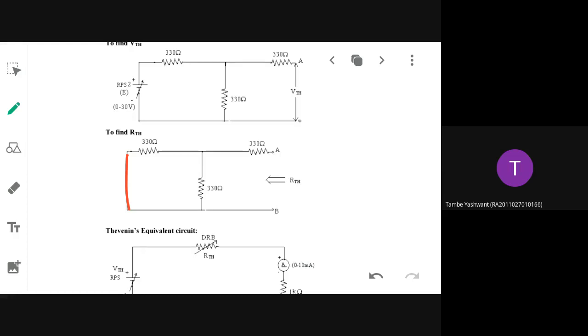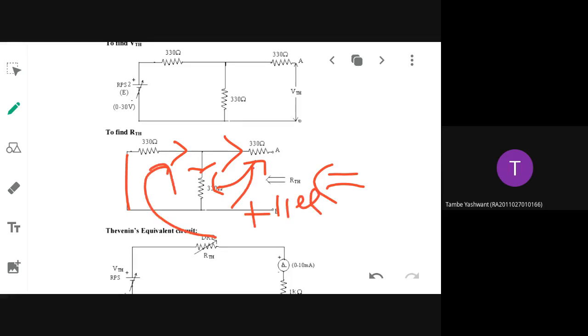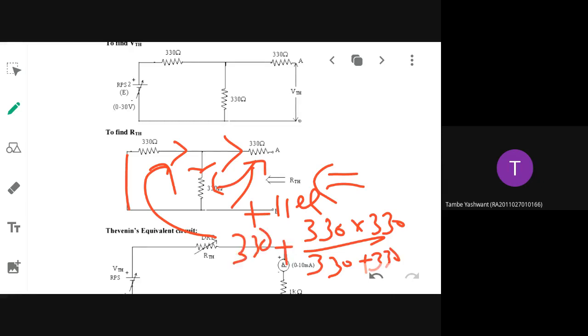Then I will be calculating RThevenin by looking back into the terminal. So these two will be connected in what manner? If I do the current flow, these two are connected in parallel, and that will be connected in series combination. So that way you will be finding out 330 into 330 divided by 330 plus 330, plus 330, that will be giving you RThevenin value. So you have found out VThevenin. You have found out RThevenin. These are the two things that you have to find.